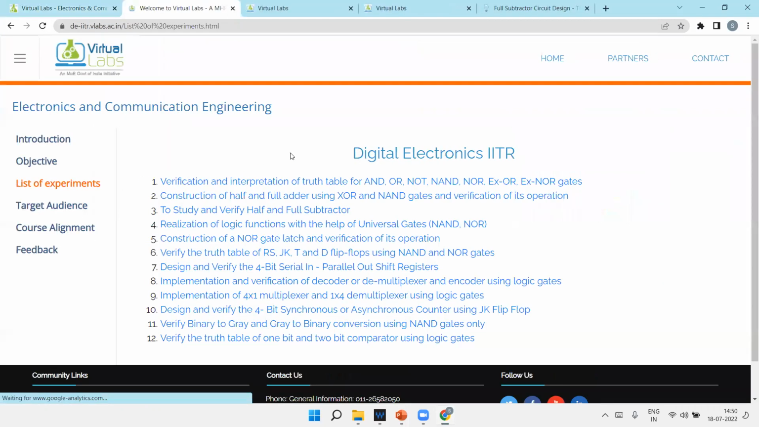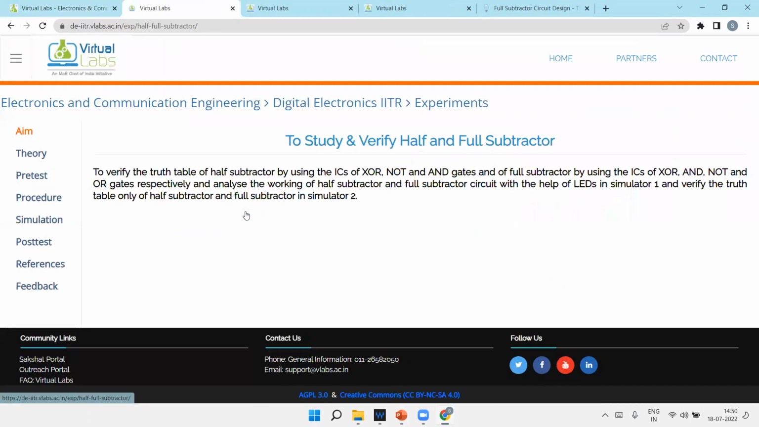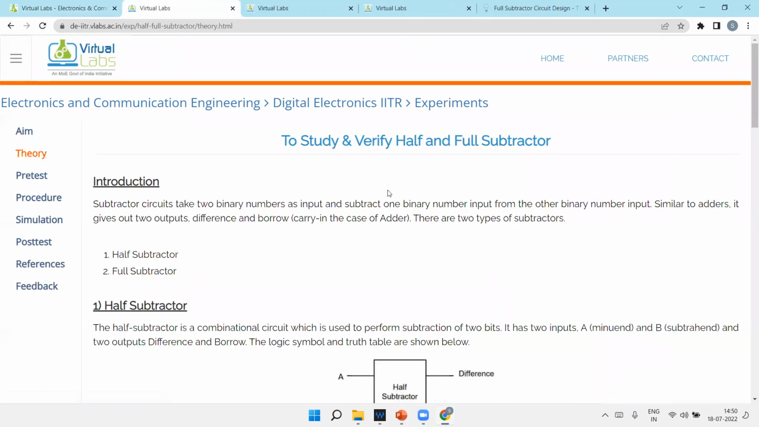Okay, there's a list of experiments. There are 12 experiments. We have done 1 and 2. You can refer to the previous videos. Today we will see the half and full subtractor. I'll give you a brief idea, otherwise it's a self-explanatory experiment. Okay, the theory: what is half subtractor and what is full subtractor.